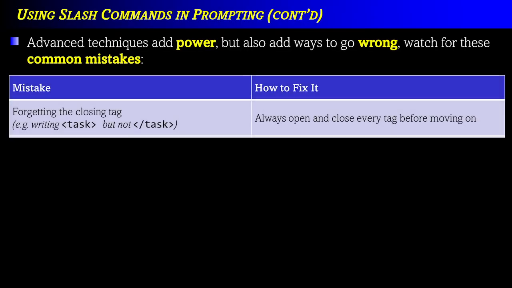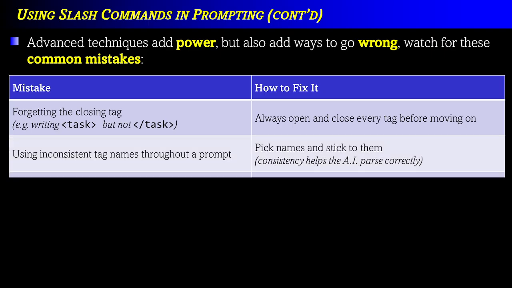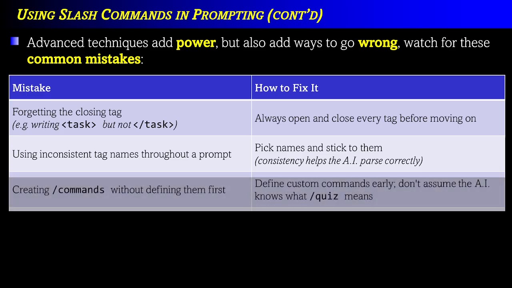These advanced techniques add that power, but also ways that it could go wrong. So watch for these common mistakes. Forgetting a closing tag. For example, writing an opening tag task, but not the closing tag task with its forward slash in it. How should I fix that? Always make sure you have an opening and closing tag and that the closing tag has the slash at the beginning. Another mistake, using inconsistent tag names throughout a prompt. So pick a name and stick to it. Consistency helps the AI parse your prompt correctly. It's a machine, after all.